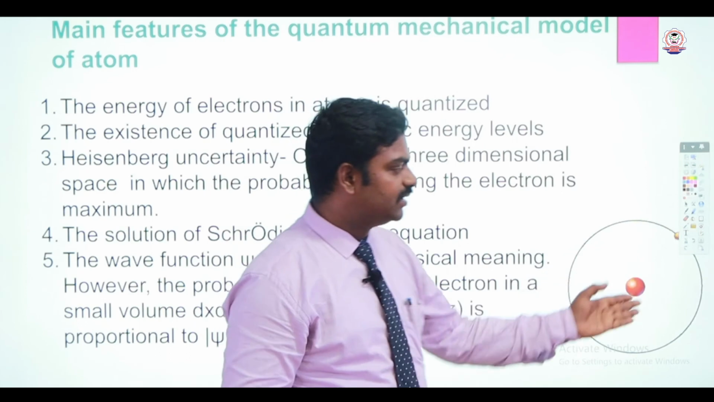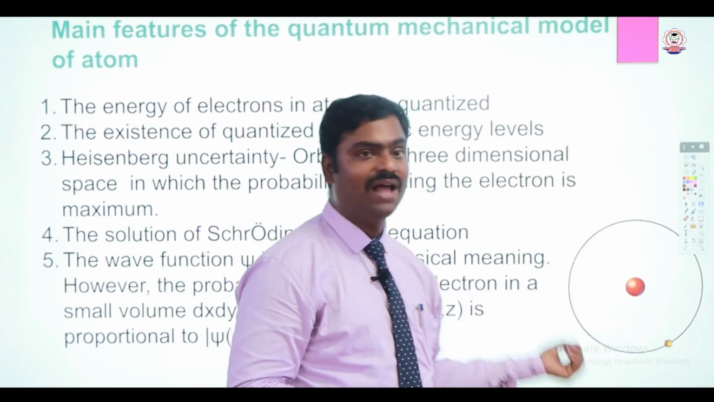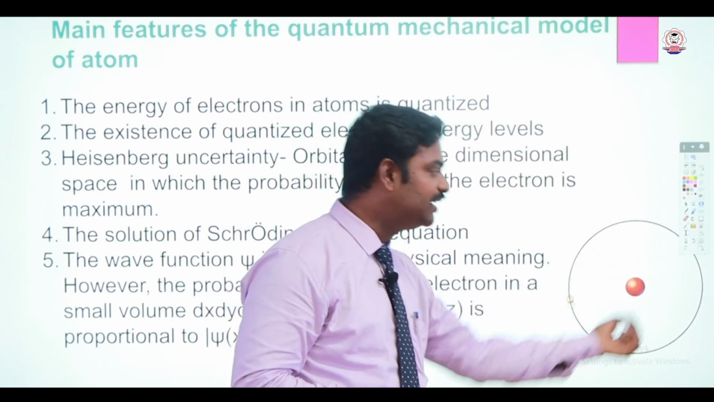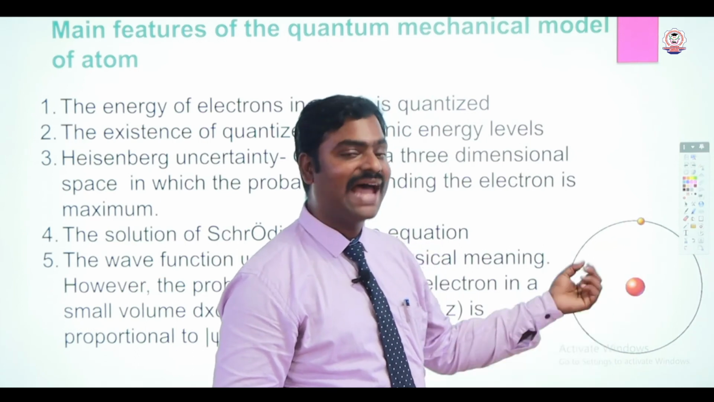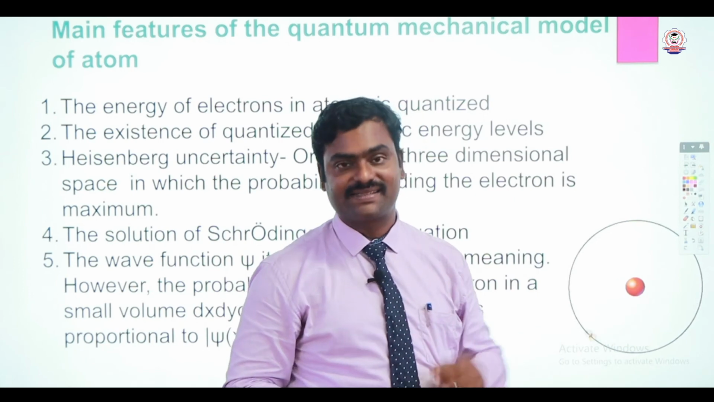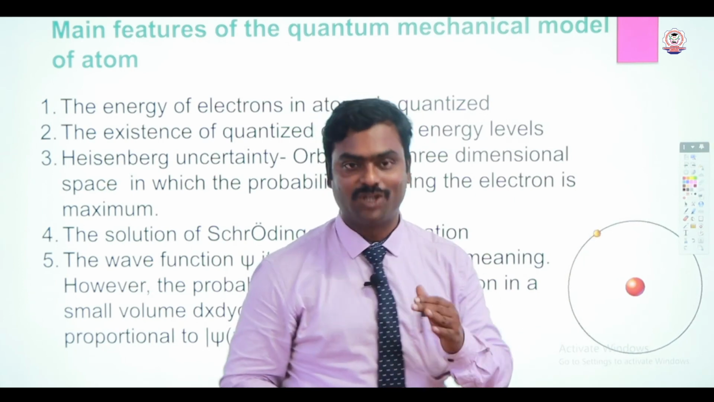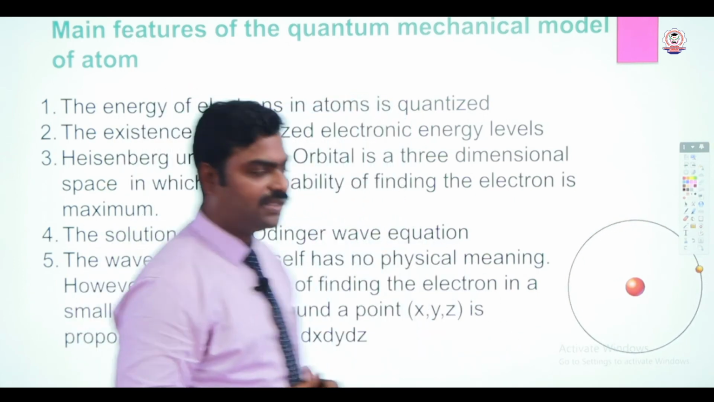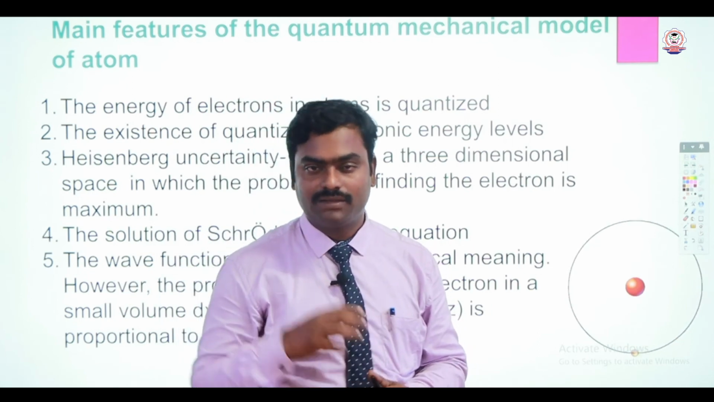See here, there is a nucleus. Electrons are revolving around the nucleus in a particular position only. So we can identify the particle in that particular position using the axes x, y, z. That's all. So these are all the features of the quantum mechanical concept.